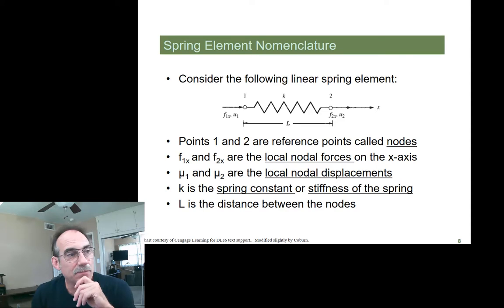We have a single spring here. We can see at the left, let's just take a look. We've got one spring, so we have one spring constant. That's the element spring constant. There's only one element.